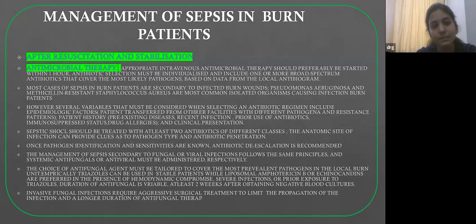Most cases of sepsis in burn patients are secondary to infected burn wounds. Pseudomonas aeruginosa and methicillin-resistant Staphylococcus are the most commonly isolated organisms causing infection in burn patients. However, several variables must be considered when selecting an antibiotic regimen, including epidemiological factors, patient history, pre-existing disease, recent infection, prior use of antibiotics, immunosuppressed status, drug allergy, and clinical presentation.